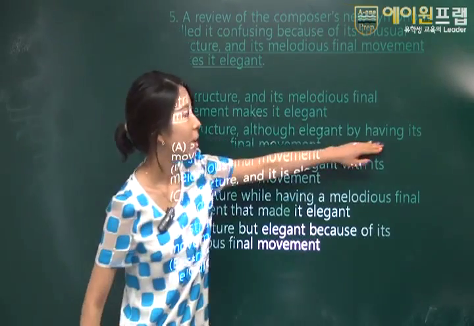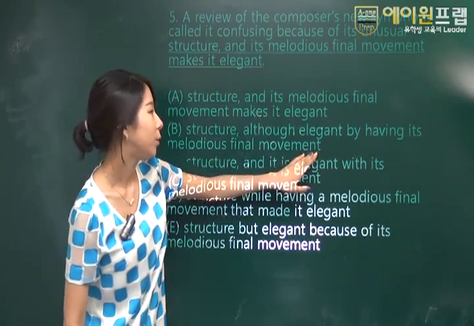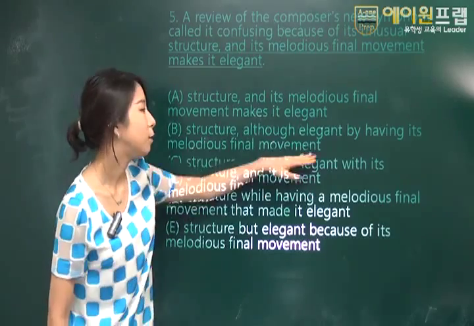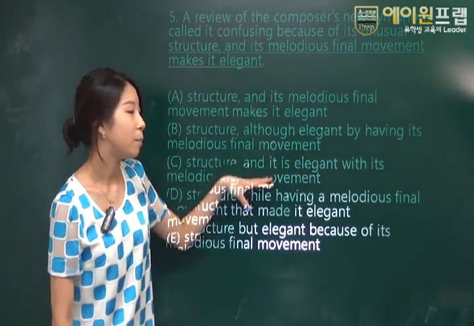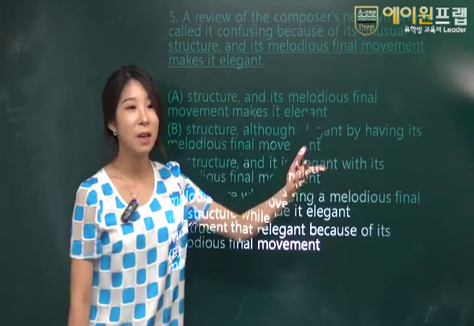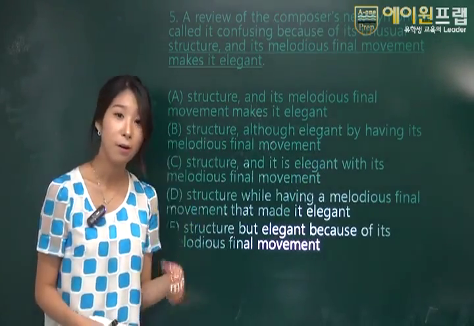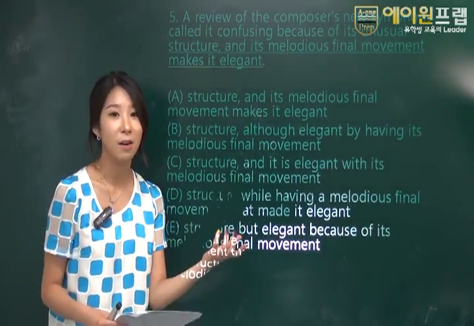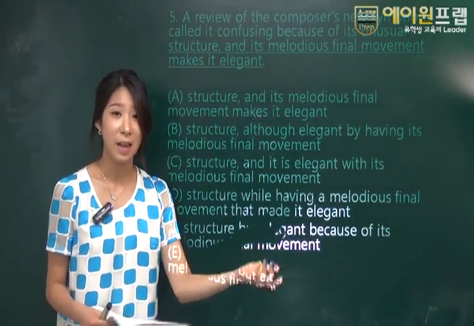By having is so unnecessary and wordy. It makes the whole sentence really wordy. So it was elegant because of its melodious final movement. That's all the information we need to understand this part. But why do we have to say by having? You know, we don't say, for example, there's a beautiful girl and she has really nice hair. So we can say she is beautiful because she has nice hair. We don't say, oh, she's really beautiful by having her nice hair, you know?